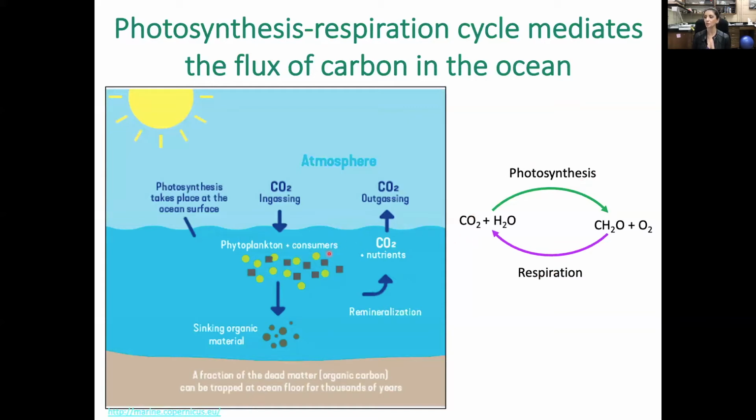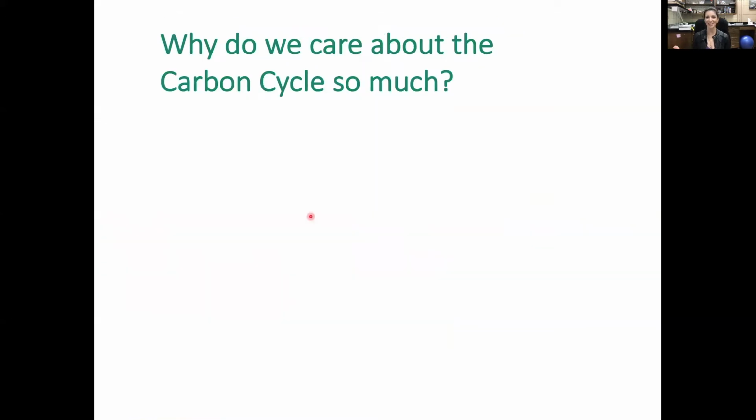And so therefore we have these consumers who are going to perform respiration, turning that organic carbon in the form of photosynthetic bodies into CO2 and nutrients. And that CO2 then can be outgassed to the atmosphere. So why do we care about the carbon cycle so much?